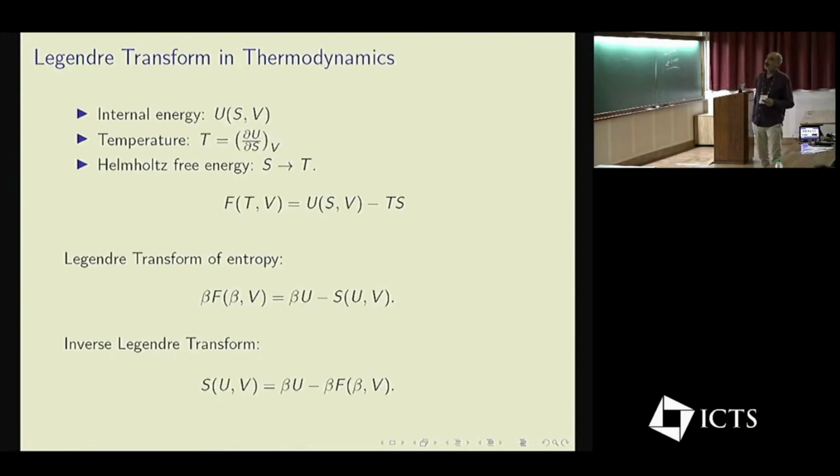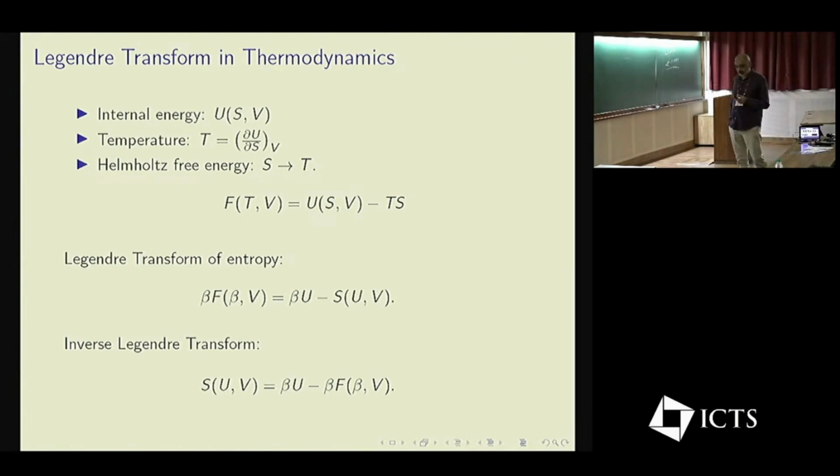For example, you are given the fundamental equation of energy in terms of entropy and volume. You define the temperature like this. And then Helmholtz free energy is an alternative choice of the thermodynamic potential, in which the independent variables go from S to T. So here S is the independent variable, but it is being replaced by the derivative of that function.